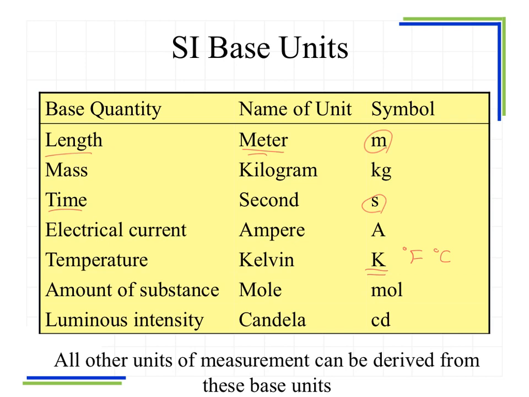The amount of substance, mole, is one of the most important ones in chemistry, and we have a whole video about this that we're going to talk about later. For abbreviating mole, you just drop the E and write it as mol. And candela, we're not going to talk about this in general chemistry.